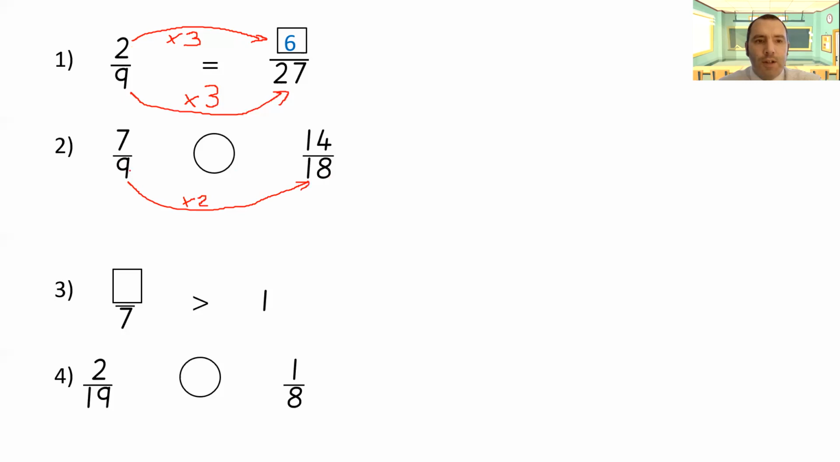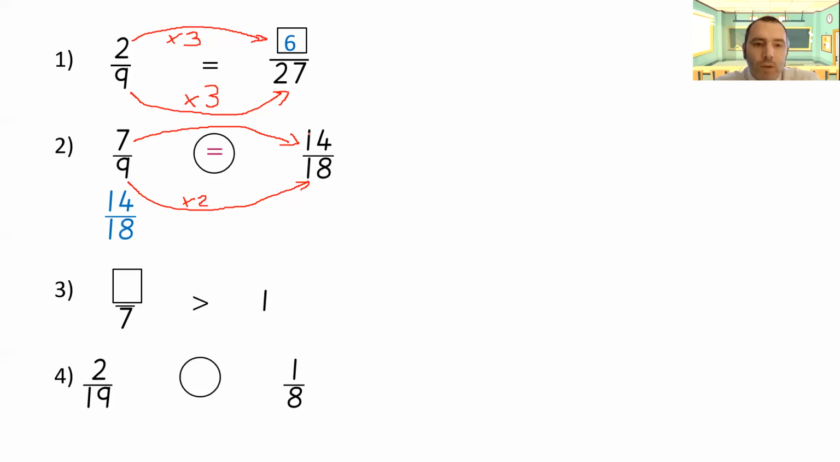So 9 times 2 is 18. I'm also multiplying my numerator by 2. Hang on a minute, that's 14. These are going to be equal. They're the same. They're equivalent. So 7/9 and 14/18 are equivalent fractions.